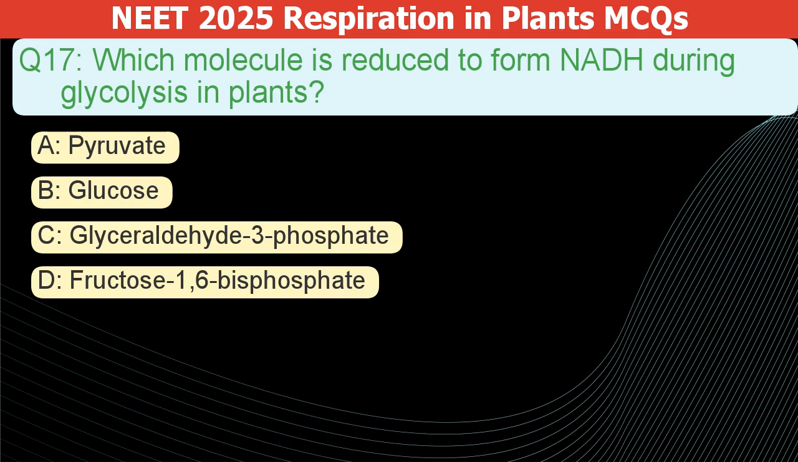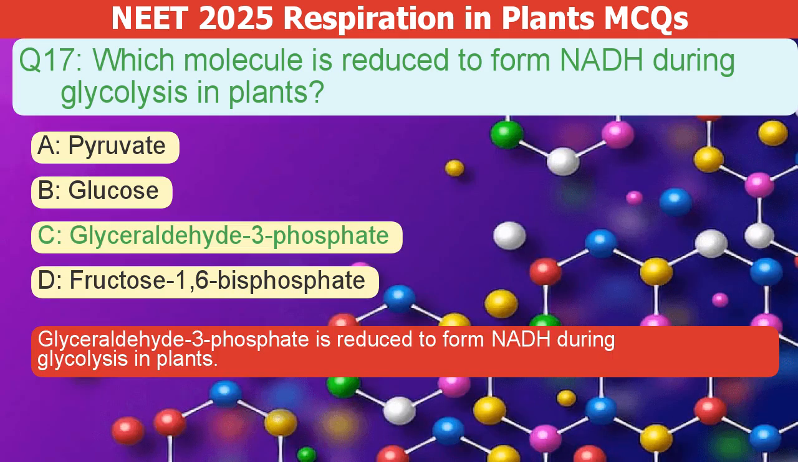Glyceraldehyde 3-phosphate. D. Fructose 1,6-bisphosphate. The correct answer is C. Glyceraldehyde 3-phosphate is reduced to form NADH during glycolysis in plants.